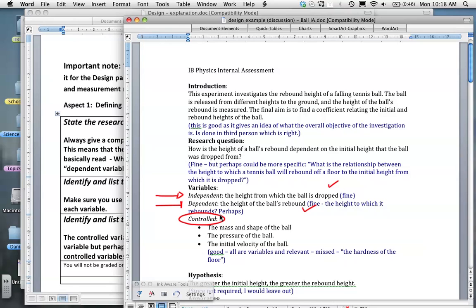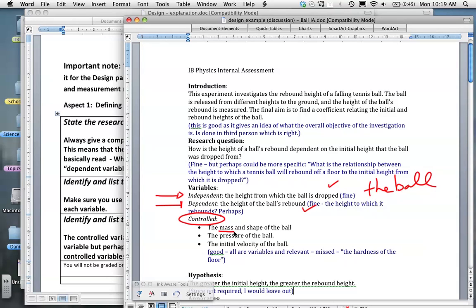And what I must just make clear first is that these controlled variables need to be variables. You couldn't just say the ball. That is not a variable. It's what about the ball that should be stated. Things about the ball that should be kept constant. Perhaps using the same ball will do that, but you need to actually give the variables.